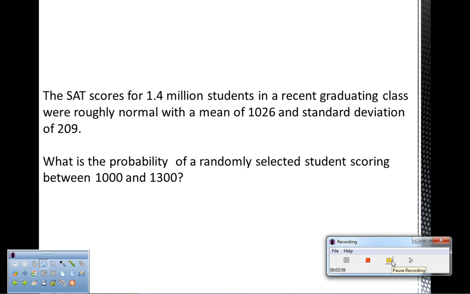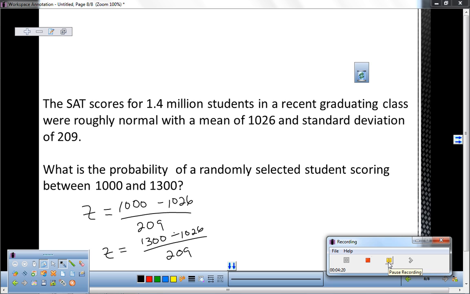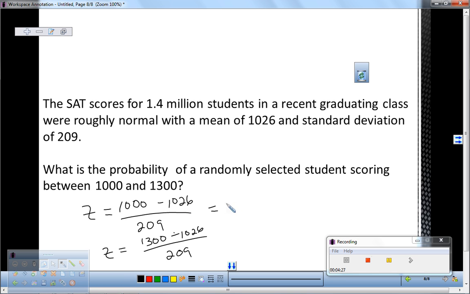Alright, here we're looking for a range. We're looking for a between score. Now, we found the z-scores for both of these. We found the z-score for 1300 and for 1,000. But now we're looking at a range. We want to know what are the chances of picking somebody that scored between 1,000 and 1,300. Alright, so our z-scores are, for this one, negative 0.12, and then for this one it's 1.31. We just plug this in the calculator and come out with this, and we did this before.